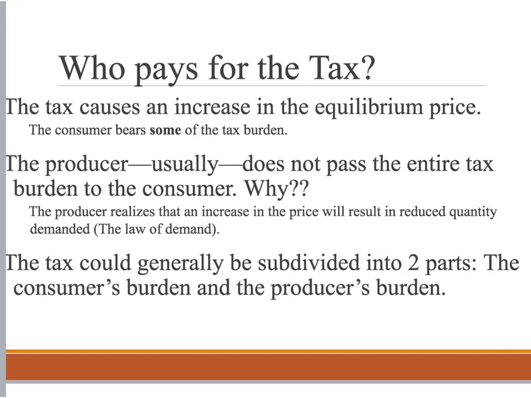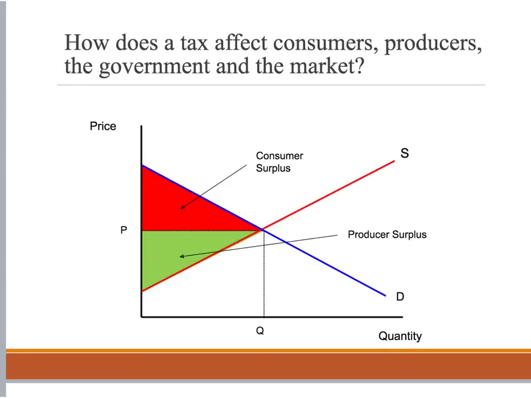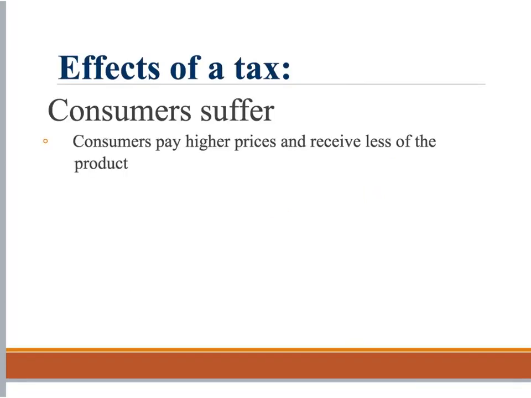Because of all this, the tax is usually subdivided into two parts: the consumer's incidence and the producer's incidence. Remember consumer and producer surplus from our unit on the price mechanism and market efficiency? Well, let's analyze how a tax makes the market function more inefficiently and how the tax affects producer and consumer surplus. When the government levies a tax, consumers suffer as consumers pay higher prices and receive less of the product.